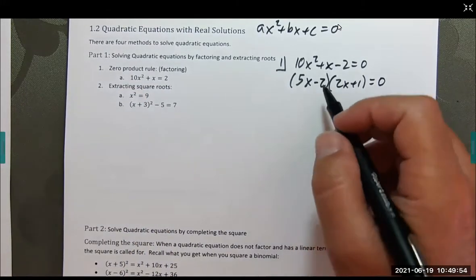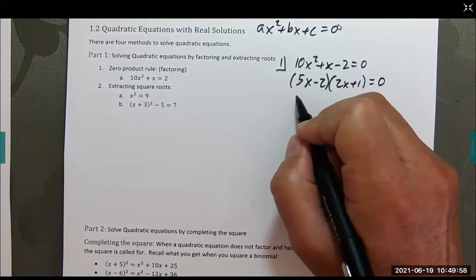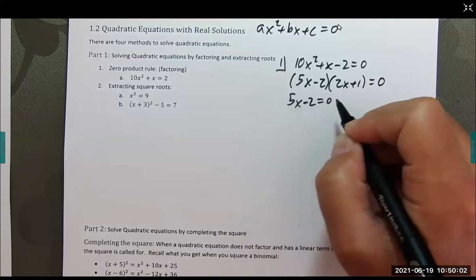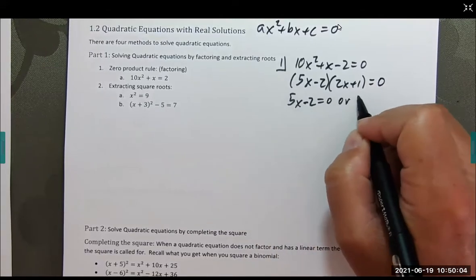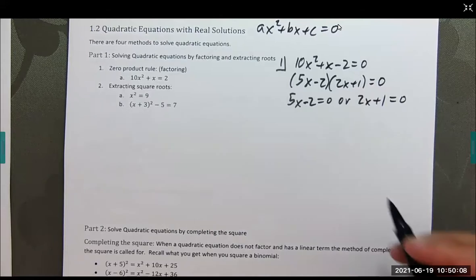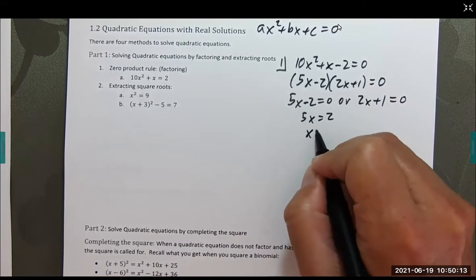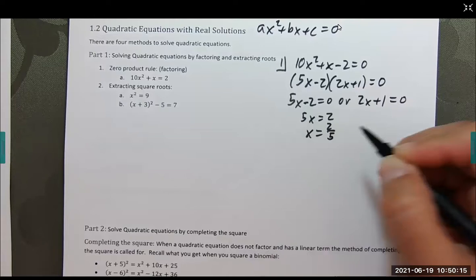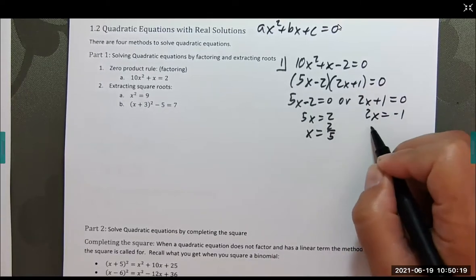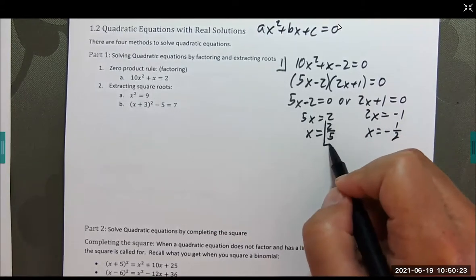This is what I'm about to do here. When I have two things that are being multiplied and they equal 0, one or the other has to be 0, possibly both. And you can see I can add 2, divide by 5, subtract a 1, divide by 2. And in this case, we have 2 answers.